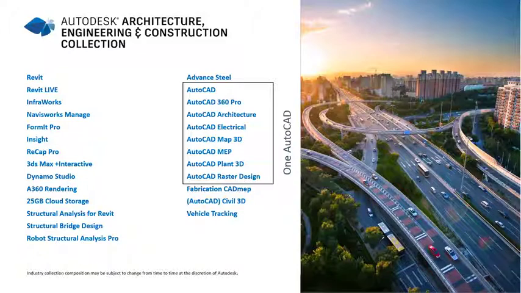We also have structural analysis for Revit, structural bridge design, Robot Structural Analysis Pro for the structural engineering side of things, Advanced Steel as well, which is becoming a lot more prominent in the structural and civil area. And we also have the one AutoCAD. So AutoCAD is now packaged under one complete solution. And this includes AutoCAD Architecture, Electrical, Map, MEP, Plant 3D, and AutoCAD Raster Design as well. And we have Fabrication CADmep, also Civil 3D, and some vehicle tracking software as well. So that's everything that's within the AEC collection.